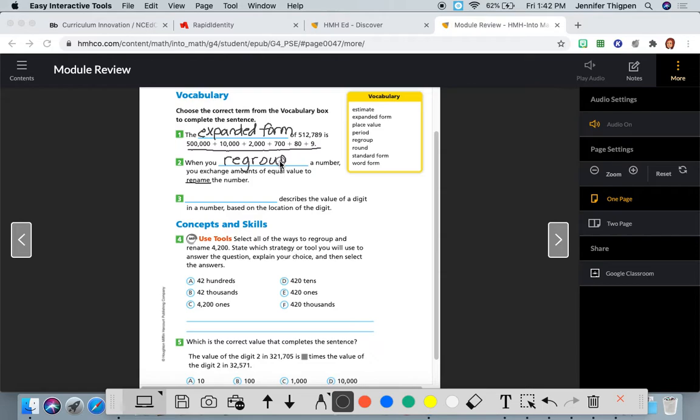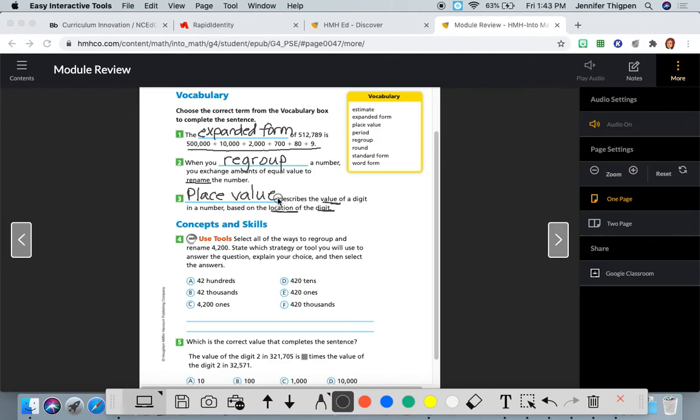Number 3, blank describes the value of a digit in a number based on the location of the digit. So we're looking at a couple of words here: value, location, and then a digit. What are we talking about? Place value. Looking for those key words in the definition helps us figure out the vocabulary.